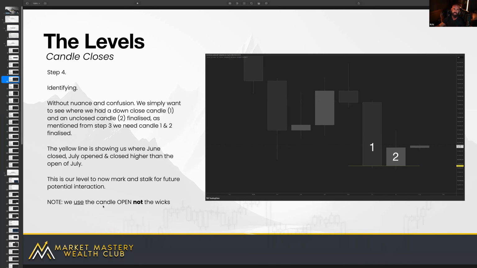Note, we use the candle open, not the wicks, on the strategy, guys. So if it makes you feel any better, instead of once having something that's sort of like, oh, I don't know, I use the wicks, I use the bodies. This is just bodies, okay? Because we want to look at that time frame's finalized area of open and close and how well the bulls and bears are doing. And just remember, every wick you see on this chart is candles on lower time frames.